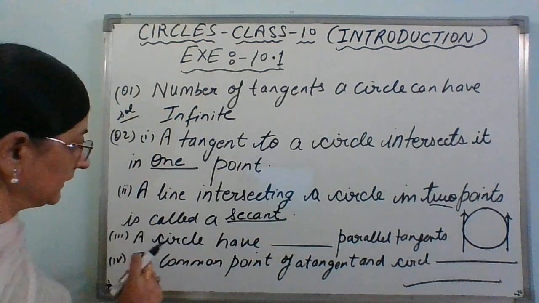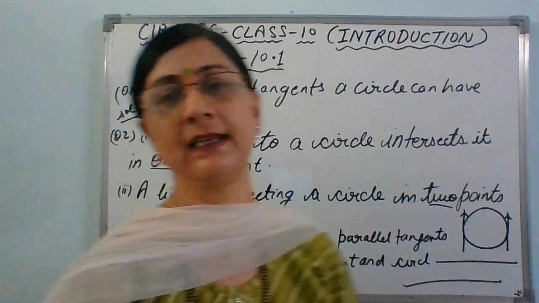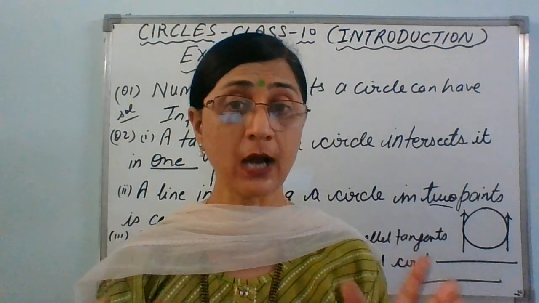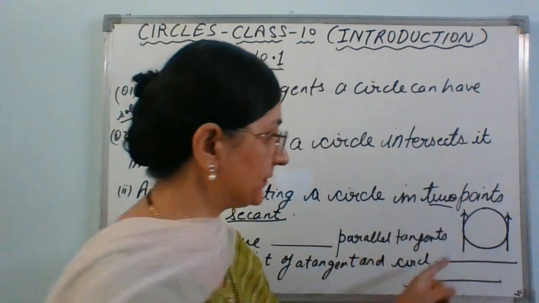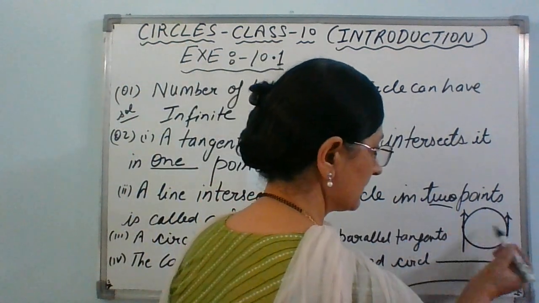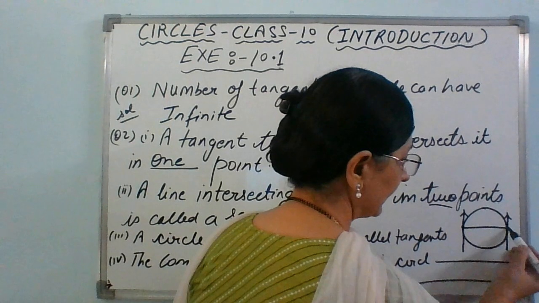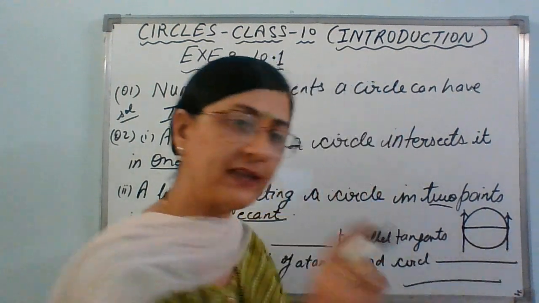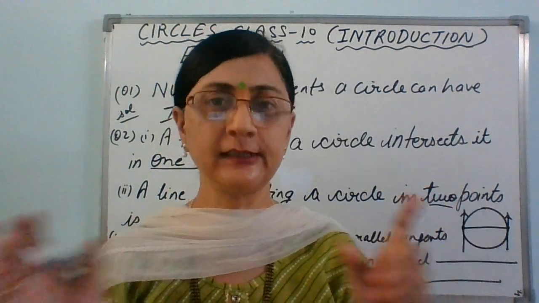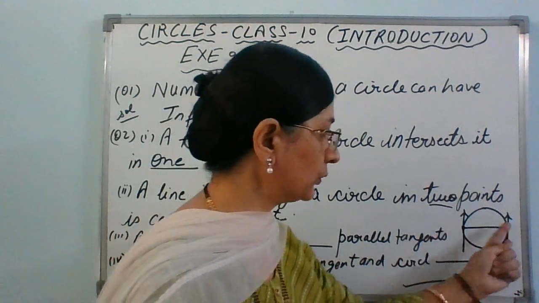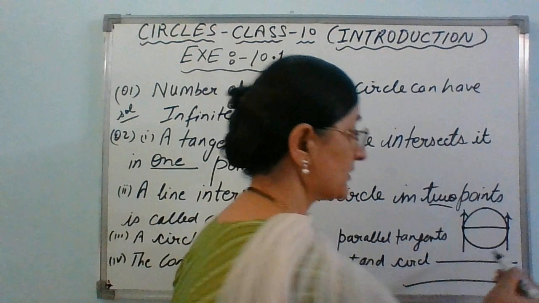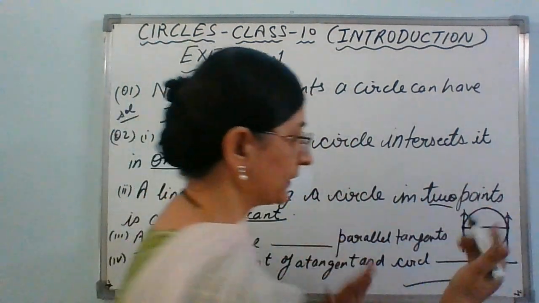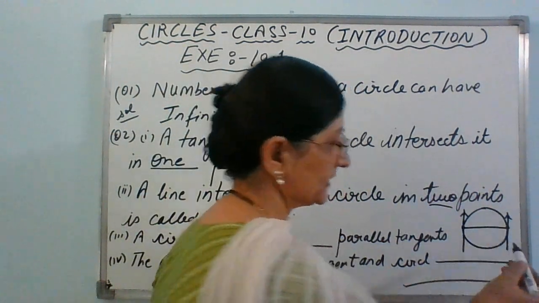Third, a circle has dash parallel tangents. Maximum how many parallel tangents can there be? This is a circle here. If you draw parallel tangents, they are at the opposite end points of a diameter. A diameter has two end points. The diameter passes through the center and is double the radius. On those two points, you can draw tangents. They will be parallel to each other. You cannot make any other parallel tangents, because they will not be parallel.